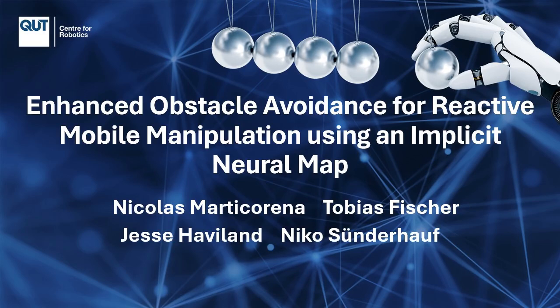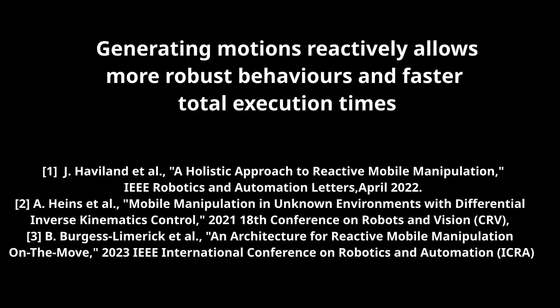We present our work, Enhance Obstacle Avoidance for Reactive Mobile Manipulation using an Implicit Nodal Map. Recent developments in both perception and control have extended the capabilities of reactive controllers. Generating motions reactively allows more robust behaviors and faster total execution times.